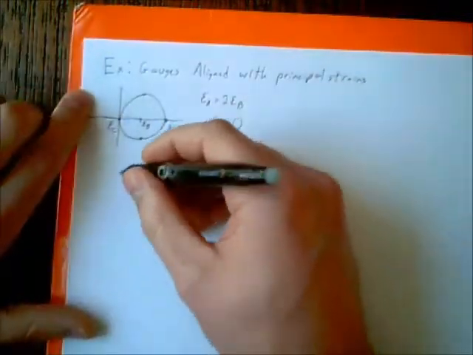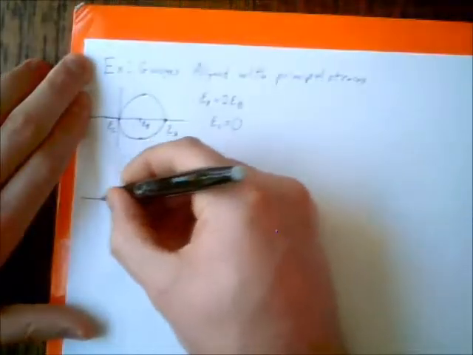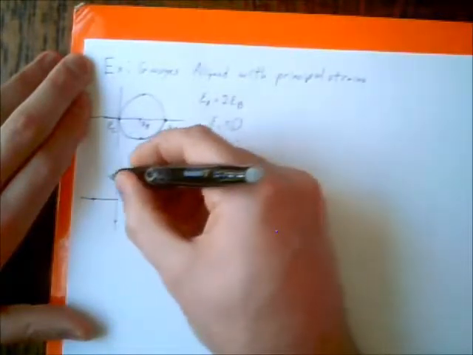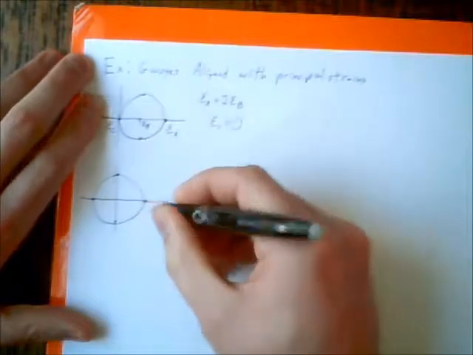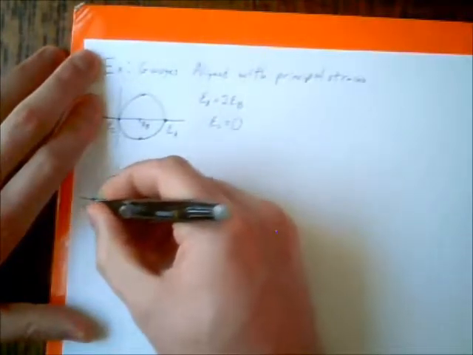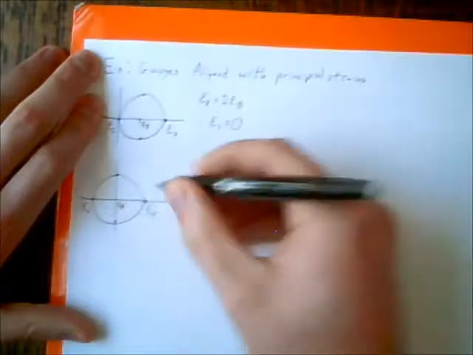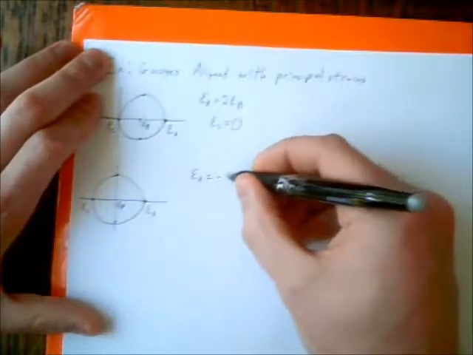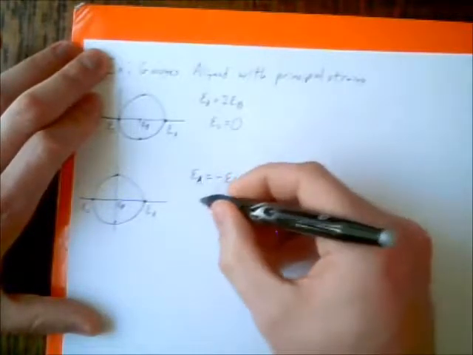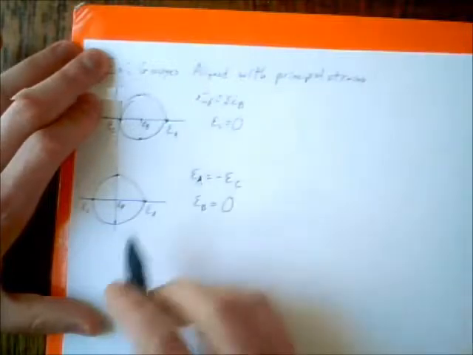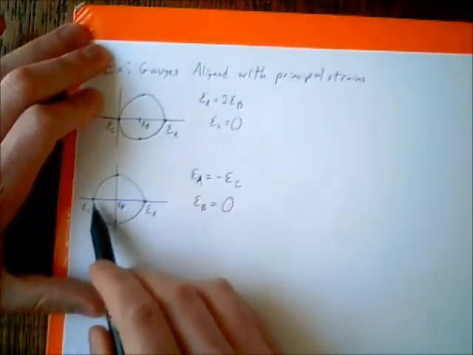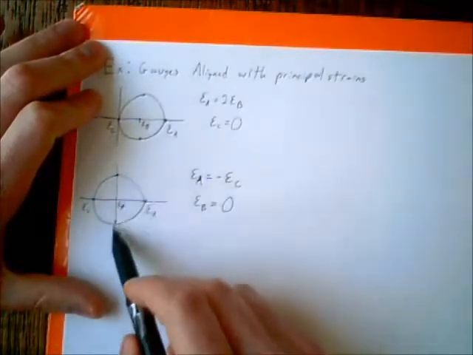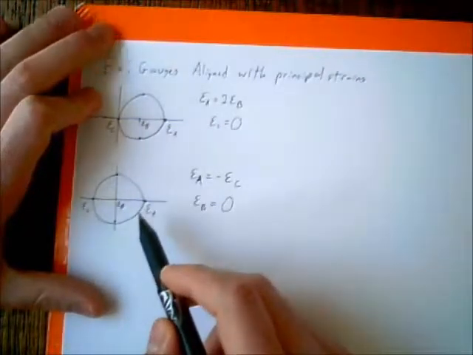If you had something that looked like this, this would be epsilon A, epsilon C, epsilon B. So if your epsilon A equals negative epsilon C, and epsilon B is equal to 0, your strain gauges are then still oriented along the principal strains, and it just happens to be symmetric about here.